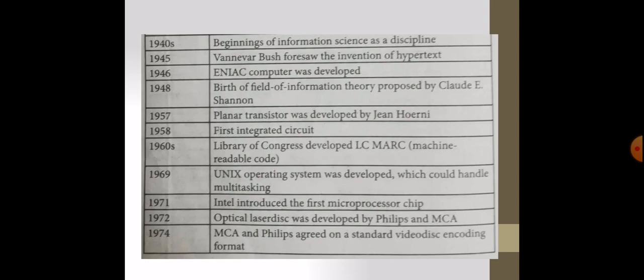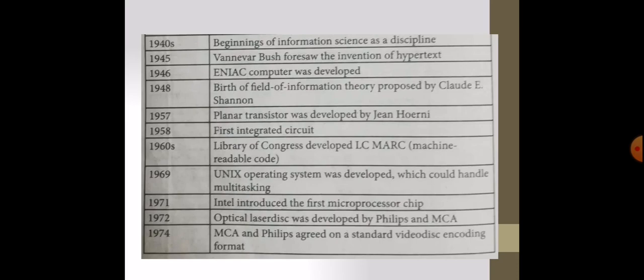In 1958, we have first integrated circuit, and in 1960s, we have Library of Congress developed by L.C. Mark, machine-readable code. In 1969, UNIX, or Unix Operating System, was developed, which could handle multitasking. In 1971, Intel introduced the first microprocessor chip.